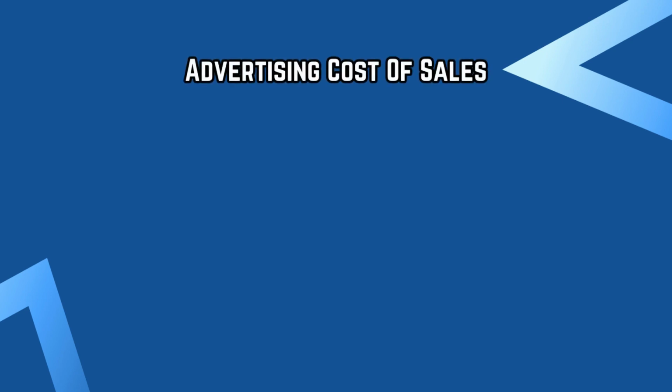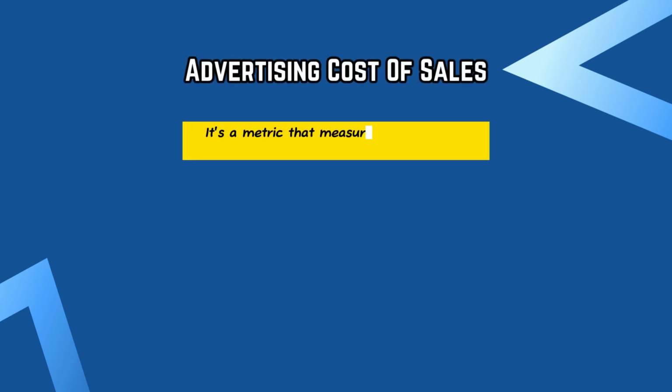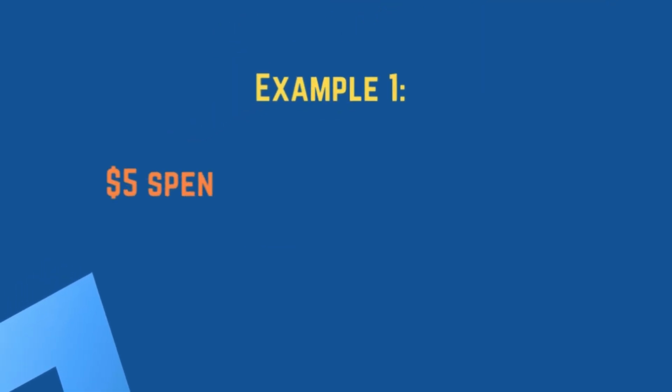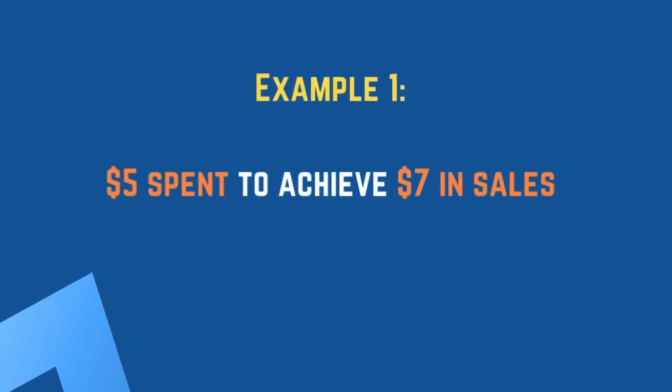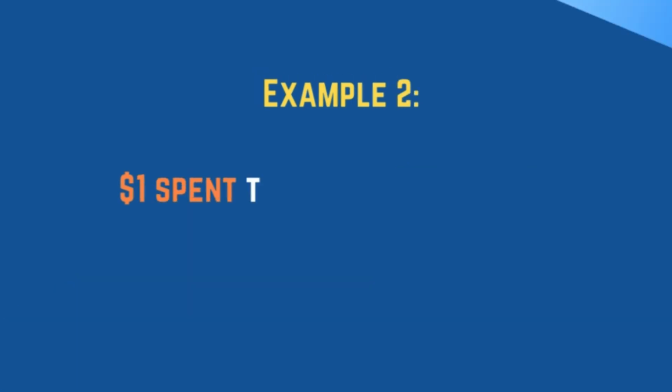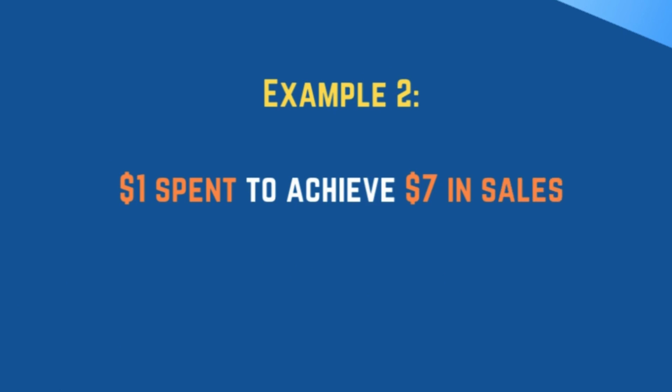Before I show you how to set up your own campaign using this strategy, let's quickly go over what ACOS is. ACOS stands for Advertising Cost of Sales. It's a metric that measures the ad spend in relation to the revenue generated using those ads. The formula is as follows. ACOS equals ad spend divided by ad revenue times 100. For example, if we spend $5 to achieve $7 in sales, then our ACOS is 71%. If we spend $1 to achieve $7 in sales, then our ACOS is 14%.